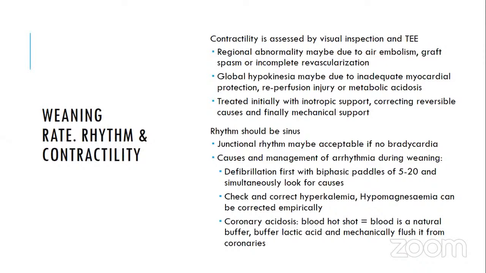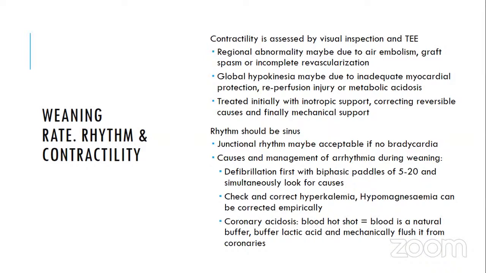For the rate, rhythm, and contractility parameters, contractility is assessed by visual inspection and TE. Regional abnormality may be due to air embolism, graft spasm, or incomplete revascularization. Global hypokinesia may be due to inadequate myocardial protection, reperfusion injury, or stunning, or metabolic acidosis. It is treated initially with inotropic support, correcting reversible causes, and finally mechanical support.